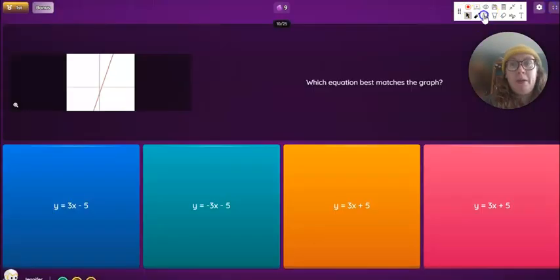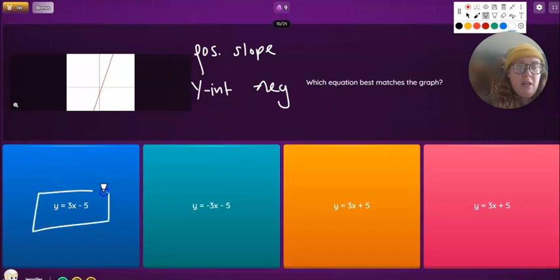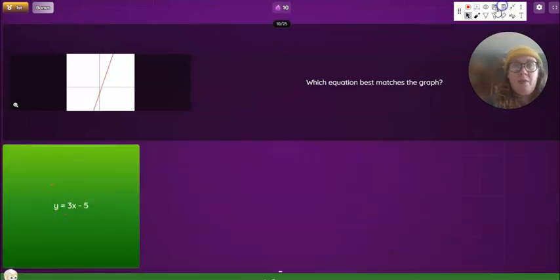Even if we don't know the numbers, we can pick out that this slope is going to be positive and our y-intercept is going to be negative. So looking at our options, that gives us 1, which is 3x minus 5. Beautiful.